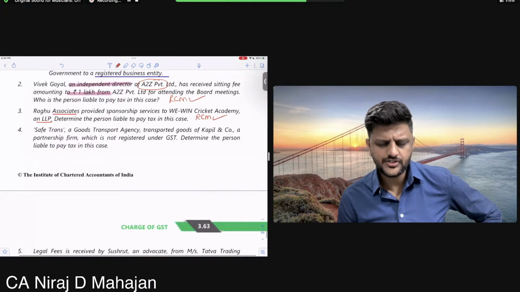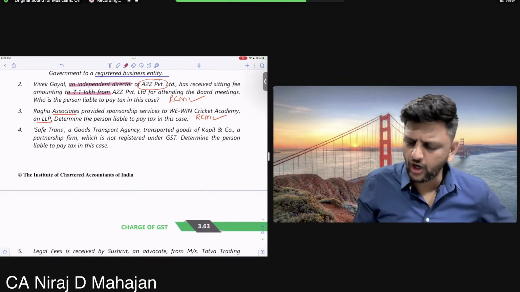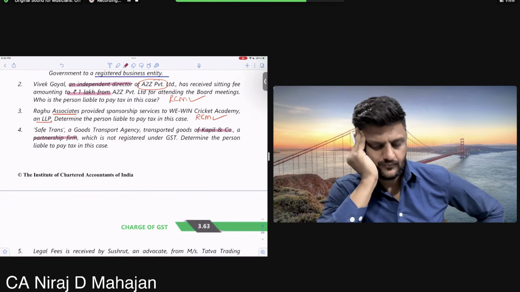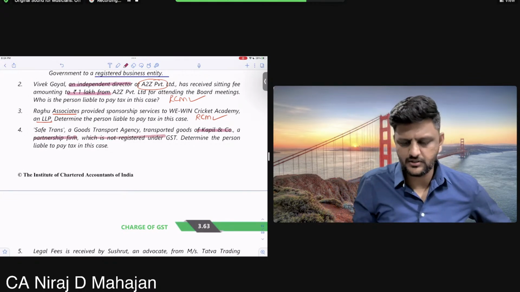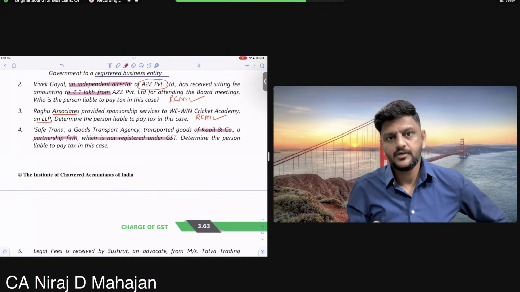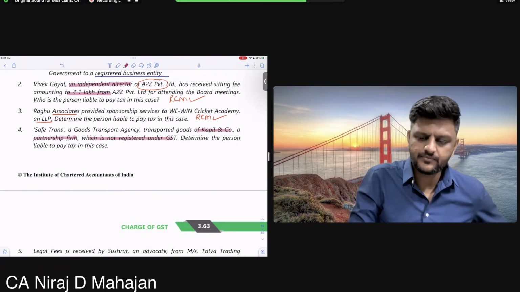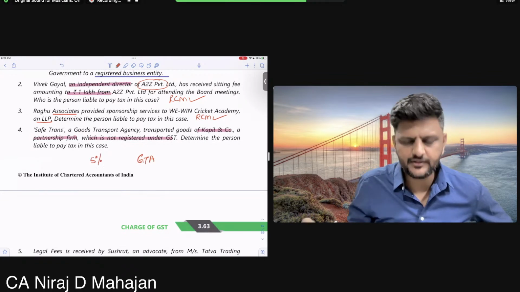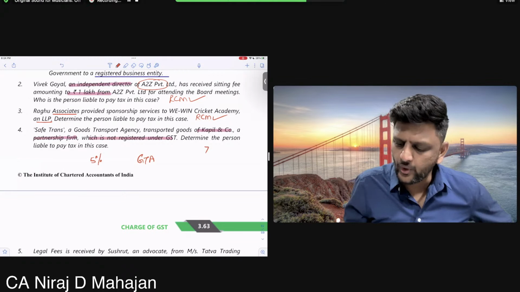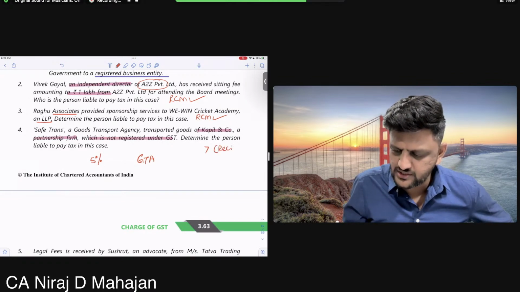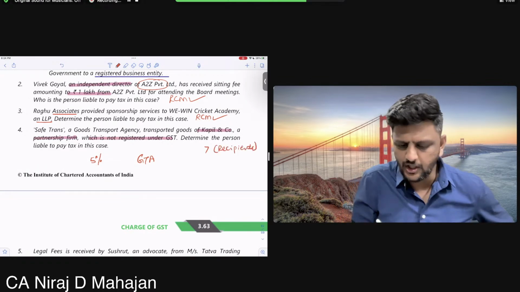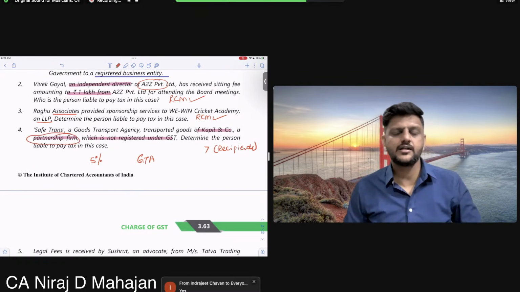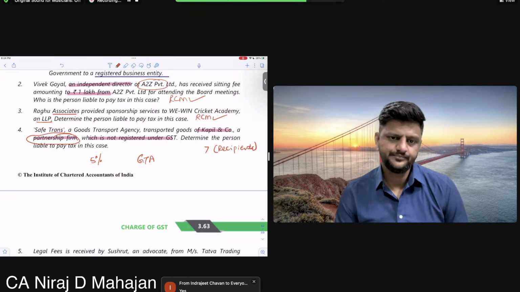Safe Trans, a GTA, transported goods of Kapil and Company, a partnership firm, which is not registered under GST. Determine the person liable to pay tax. Now, first of all, GTA, okay, 5%. One of those 7 recipients, children. Is one of the 7 recipients a partnership firm? Tell me this. If the answer is yes, then RCM. It is there. Tell me.